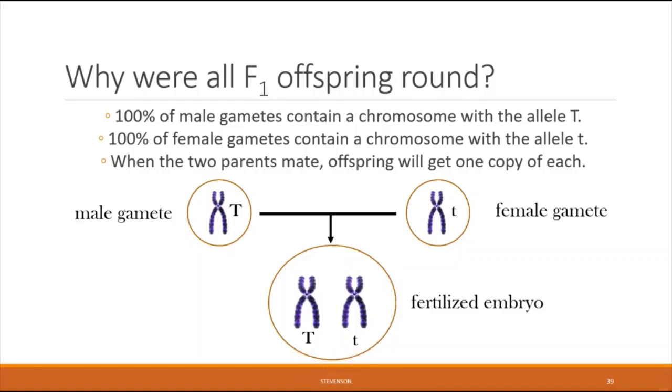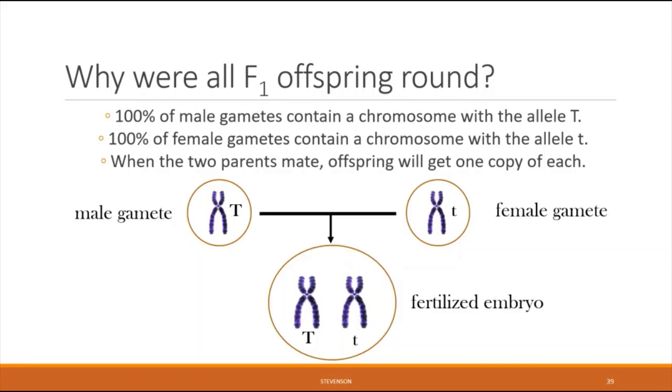This explains why in the F1 generation, 100% of the offspring had a smooth texture. Although they did get a wrinkled texture allele from their female parent, because they got the smooth textured allele from their male parent, they had the smooth textured phenotype because the dominant allele overrode the recessive allele. Now that part is not so difficult to understand.